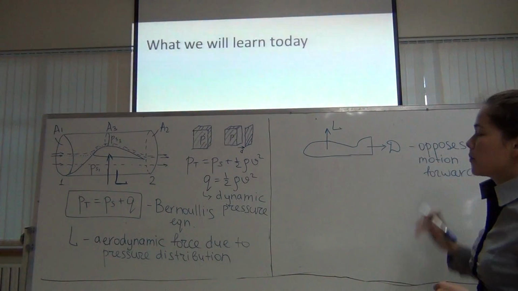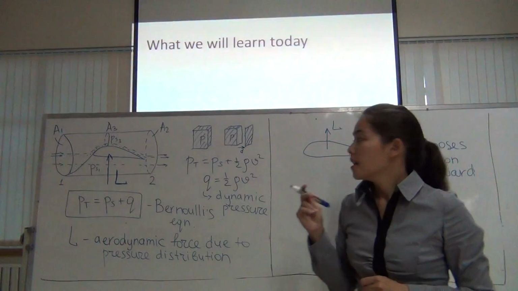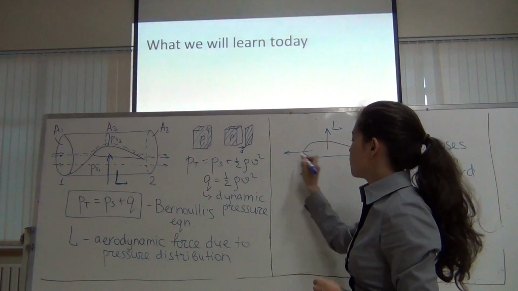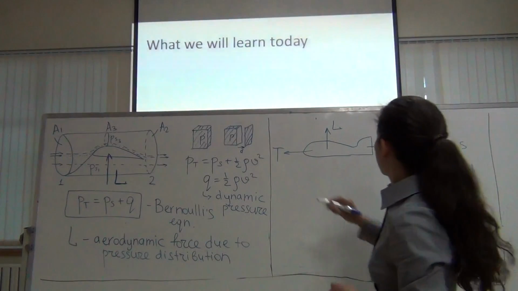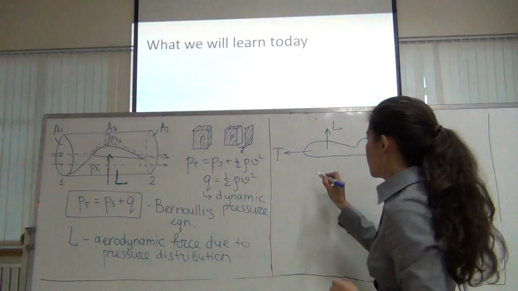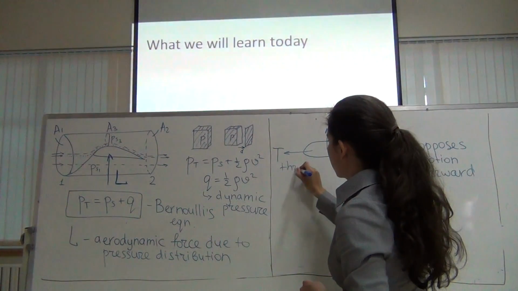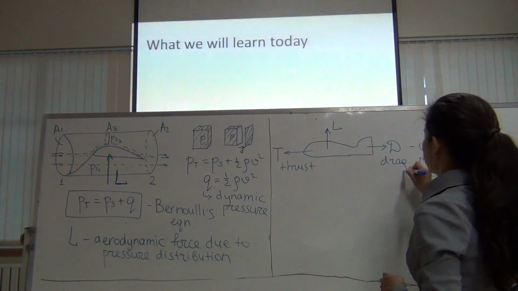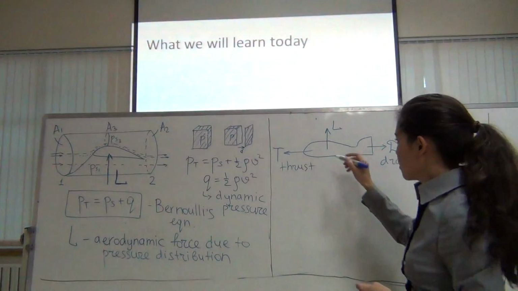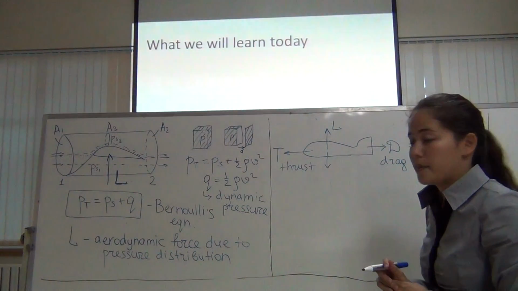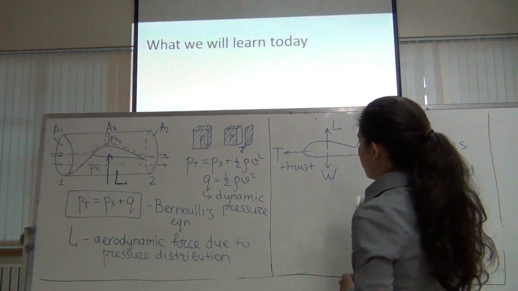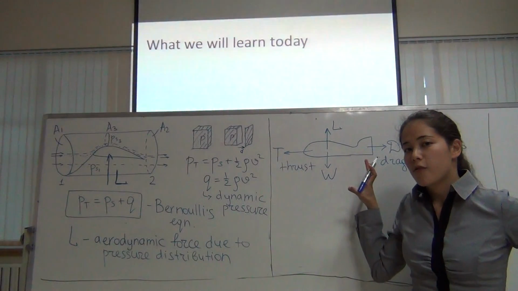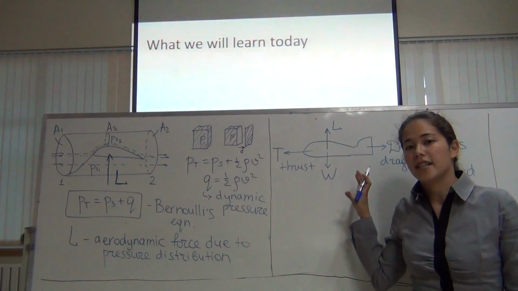Motion forward. But what enables the aircraft to fly is thrust that occurs from the engines. Thrust is denoted as T. So this is thrust, and this is drag. And there's obviously weight that acts on everything on our planet, and it's denoted by W. So you can see that there are four main forces that act on the aircraft during flight.